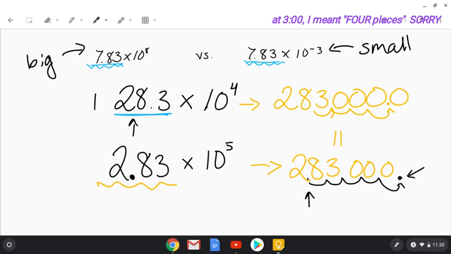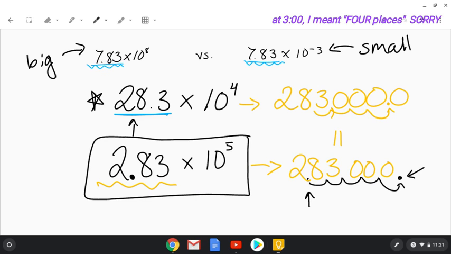So if I got this as an answer, it looks pretty good. That's the correct answer, but it's not properly in scientific notation. So I have to do one extra step, and you saw that in the multiplication and division videos. I have to do one extra step so that it's properly in scientific notation.